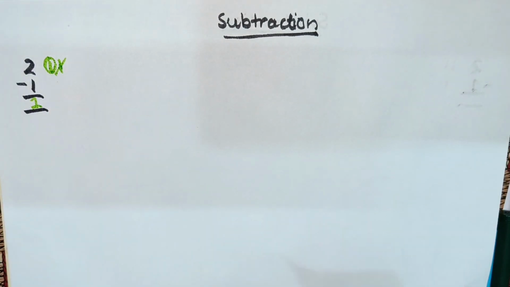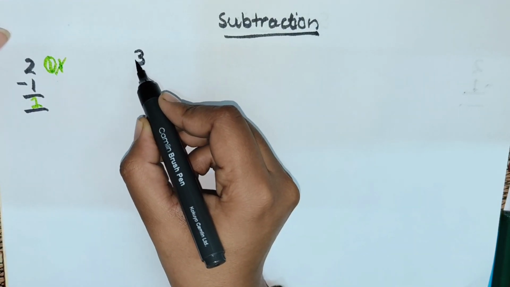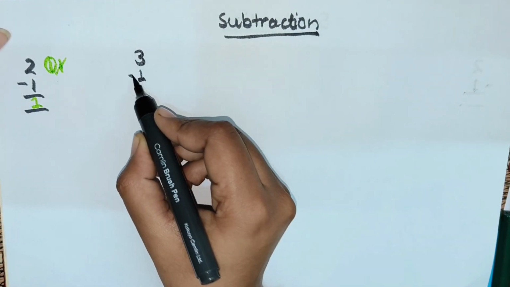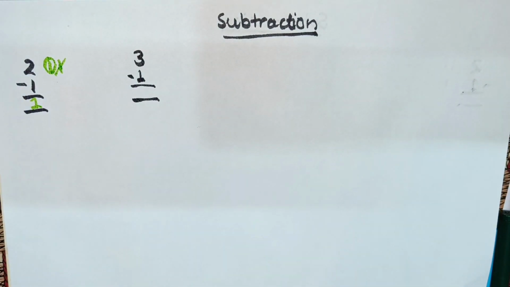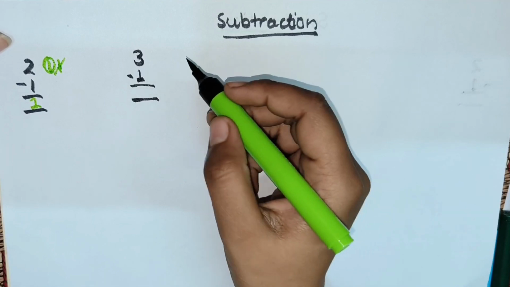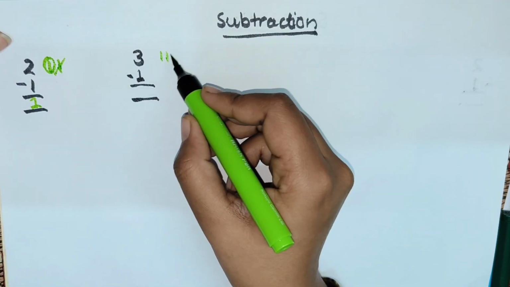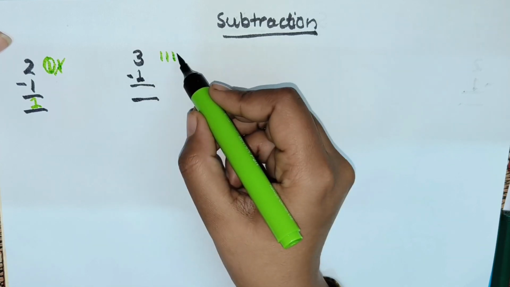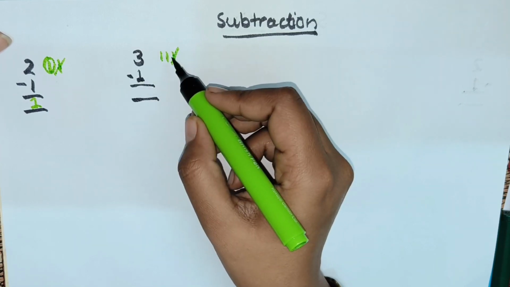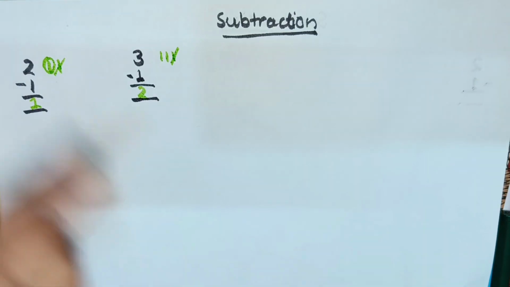Next I am doing 3 minus 1. Okay, again you have to repeat the steps. You have to make 3 lines like this, and now here it is written 1, so you have to cut one line. How many lines are remaining? Only 2. 1, 2. So the answer will be 2.